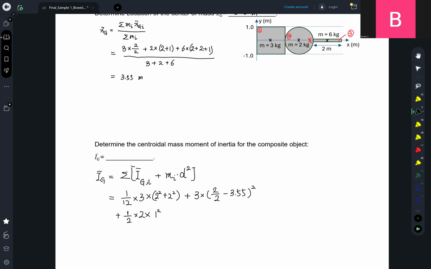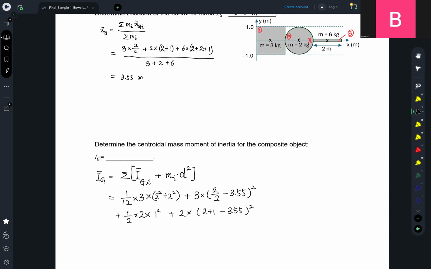Okay, so now plus the mass of the circular plate times the square of the distance between the center of mass of the circular plate to the center of mass of the entire object. Okay, so the center of mass of the circular plate is 2 plus 1 from the previous question. Okay, so it's the difference between that and the center of mass of the entire object.